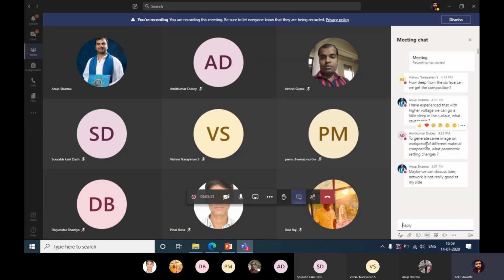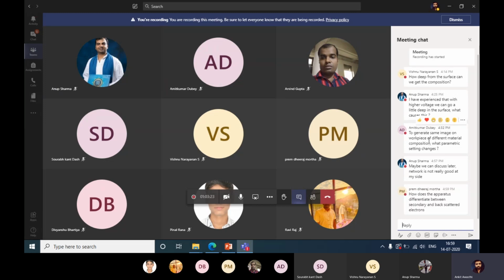Okay, Amit, to generate the same image on a workpiece of different material composition, what parameter?